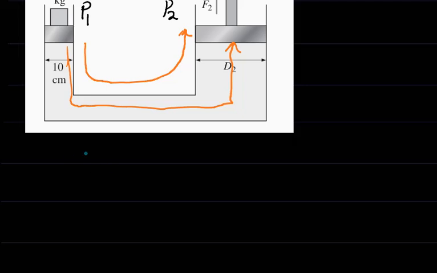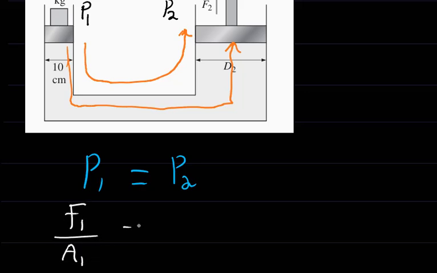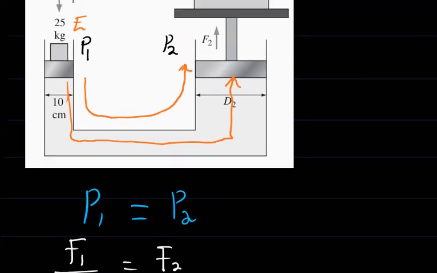Okay, P1, the pressure of the effort, is equal to the pressure of the load, P2. You know that pressure is force over area, so we can say that F1 over A1 is equal to F2 over A2. So this is the formula for hydraulic press.